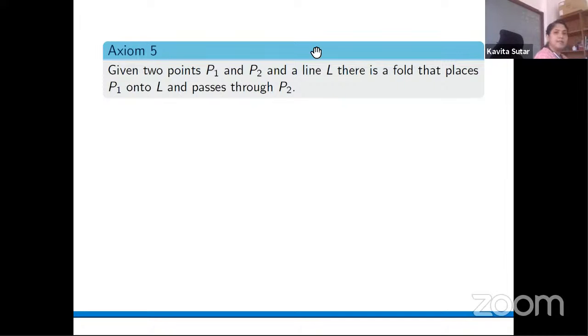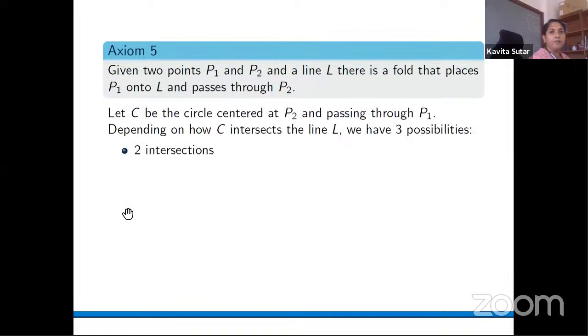So this is the second case. 2 intersections I showed you, then there is 1 intersection, and finally there is 0 intersections. There is no intersection. The no intersection case will happen if instead of looking at this line, I'm looking at a line which is farther. Suppose this is my line L1 and now I have a line L2. Now P1 and P2 are here and I want to place P1 on the line L2 and have a fold that passes through P2. Well, you can give it a try.